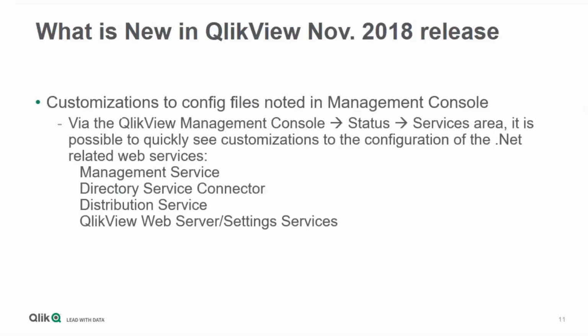We have some new features in the management console. Now via the status services area, all the .NET services, which are the management service, directory service connector, distribution service, and the QlikView web server settings service, we specify on each of those services if things have been changed in the config file. So we specifically point out which item has been changed and what the new value is and what the default value was.